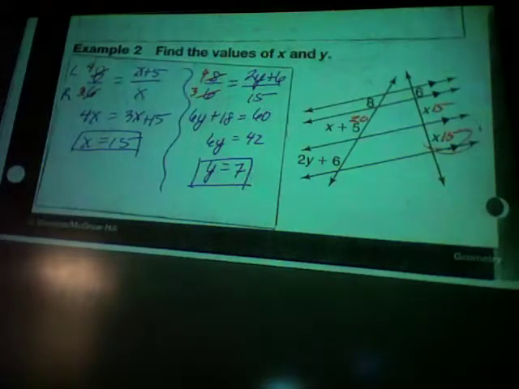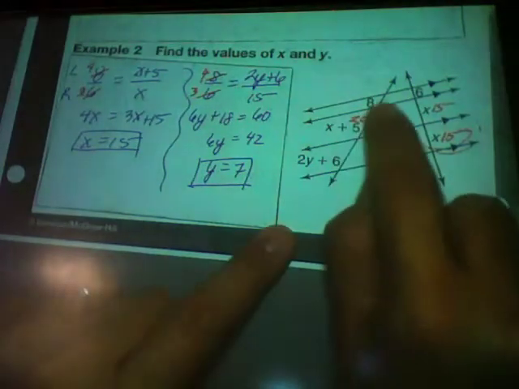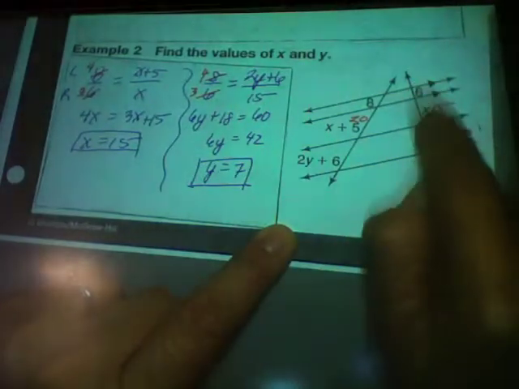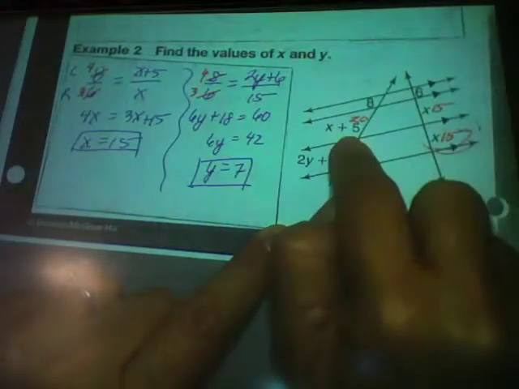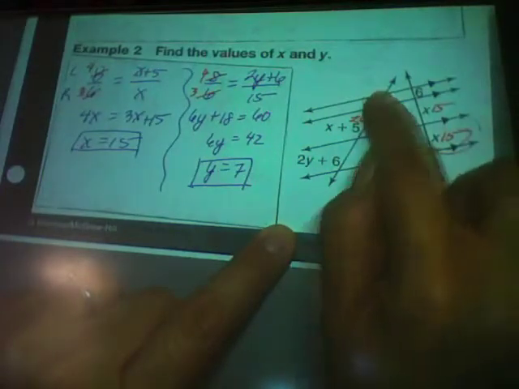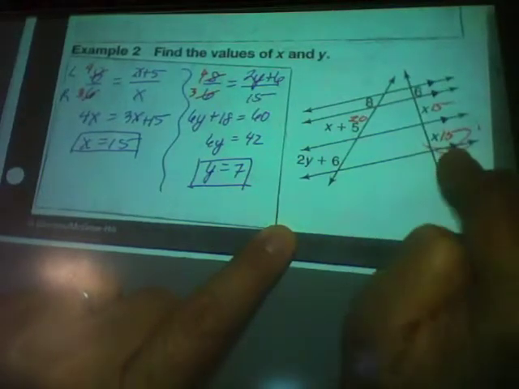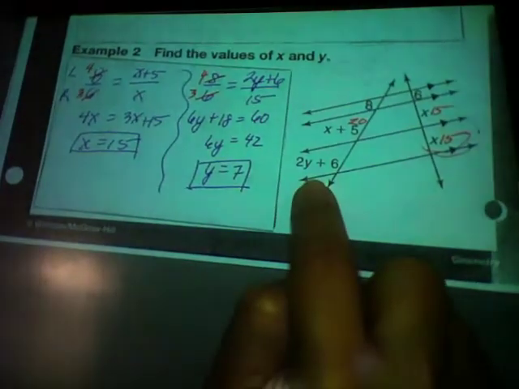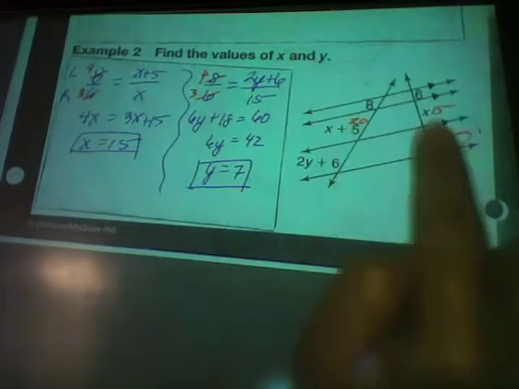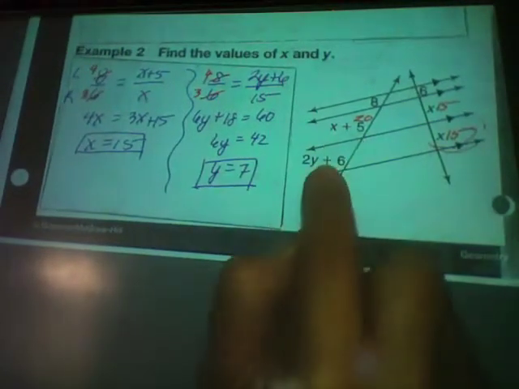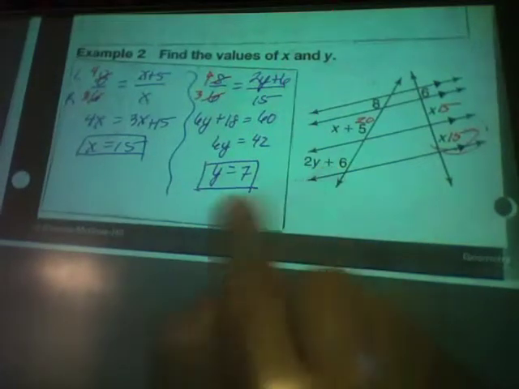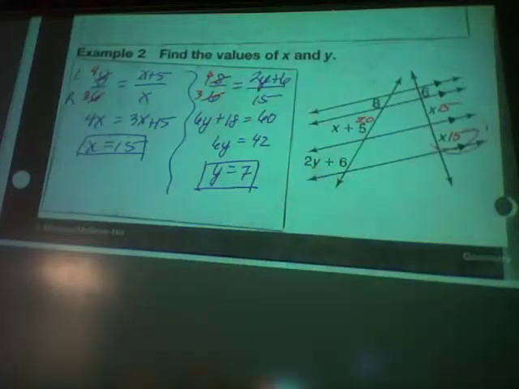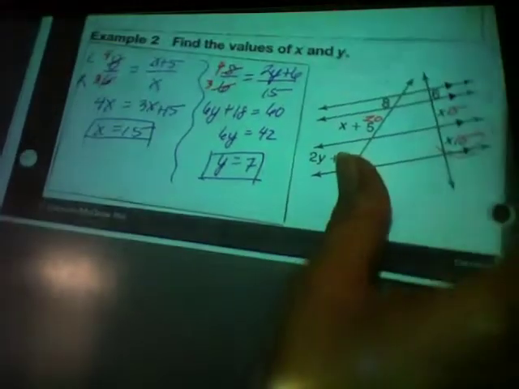Now, I could have set up totally different proportions. I could have set up 8 over x plus 5, couldn't I? Equals 6 over x. So I can go top down, top down. I could have had 8 over 2y plus 6, 6 over 15. This is a 1-to-1 proportion, isn't it? So what should this turn out to be? If this is 15 and that's 15, this is 20, what should that turn out to be? 20. And if you plug 7 in for y, what do you get? You do get 20. So sometimes there's a way that you can check yourself. All right, so flip that.